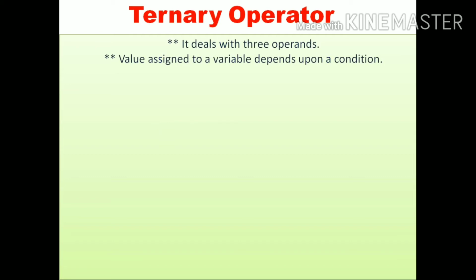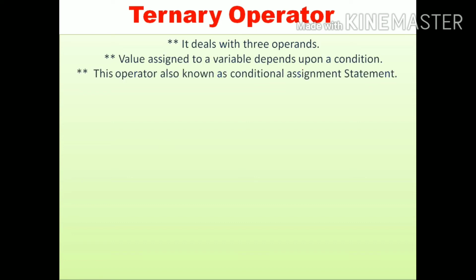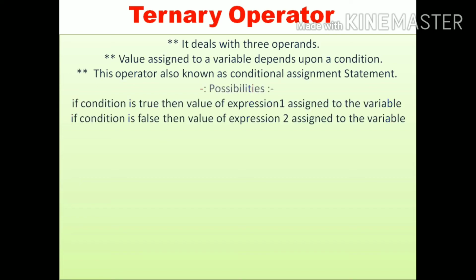So another one is the ternary operator. It deals with 3 operands. The value assigned to a variable depends upon a condition. That is the short definition of the ternary operator. This operator is also known as a conditional assignment statement. Possibilities: if the condition is true, then the value of expression 1 is assigned to the variable. If the condition is false, then the value of expression 2 is assigned to the variable.